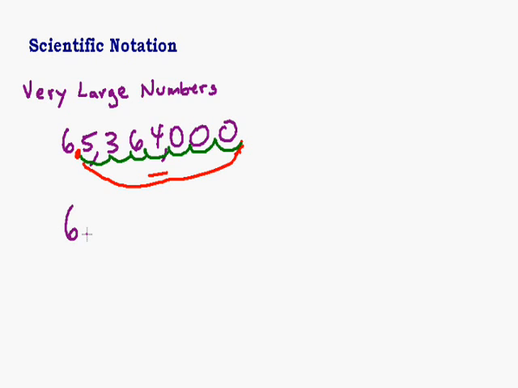Scientific notation will be 6.5364. That's with my decimal here, times 10 to the, how many places did I move it? 7. So these two numbers are equivalent. This is a shorthand way to write this number. It doesn't seem really shorthand right now, but if it had more zeros, it would definitely be more shorthand.